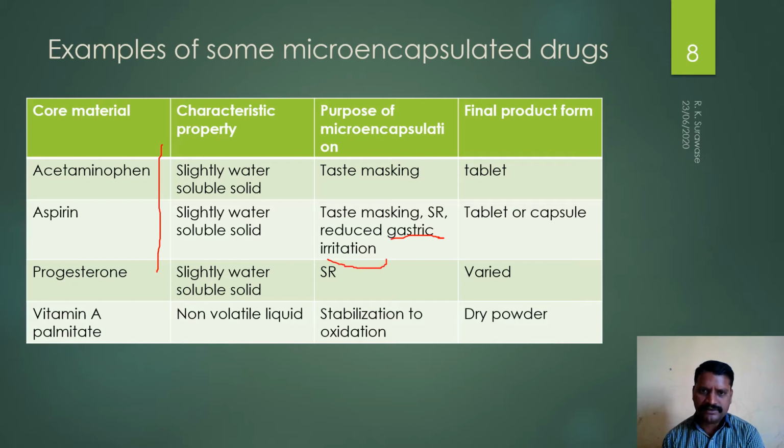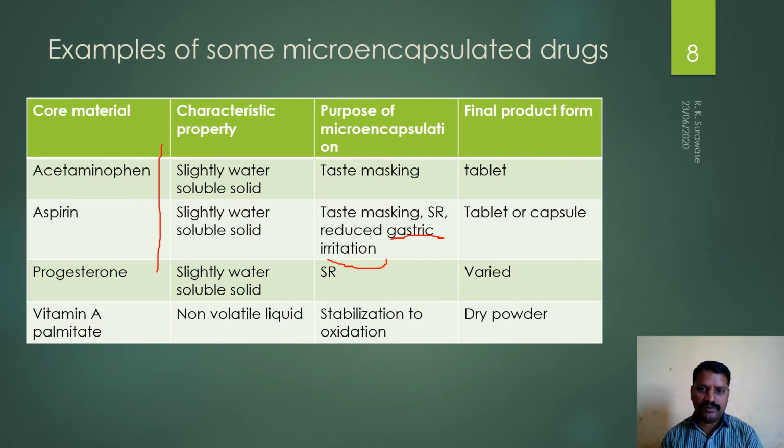So how to avoid or prevent the gastric irritation with the aspirin tablet? By microencapsulation. Many drugs, for example insulin, probiotics, prebiotics, are highly sensitive in a gastric environment. Means up to 90-95% will degrade in the gastric, acidic environment. So there is a need to increase the life or the stability of a drug in the gastric environment. So microencapsulation is necessary. And the final product form is a tablet or capsule.